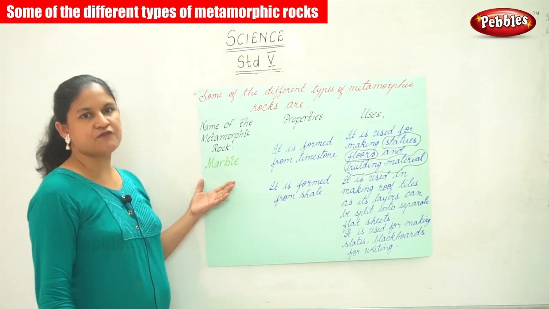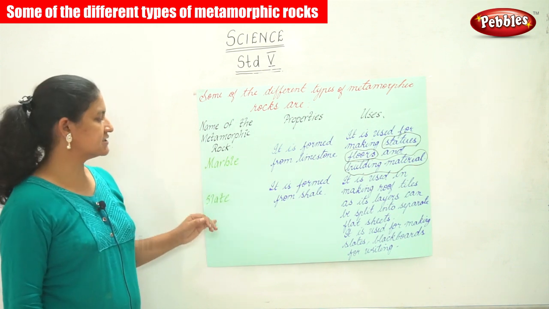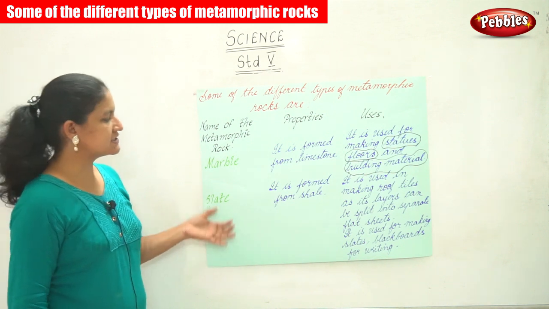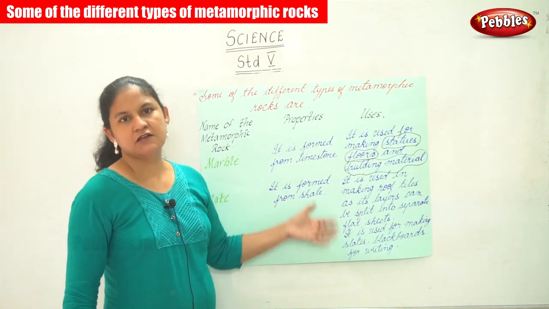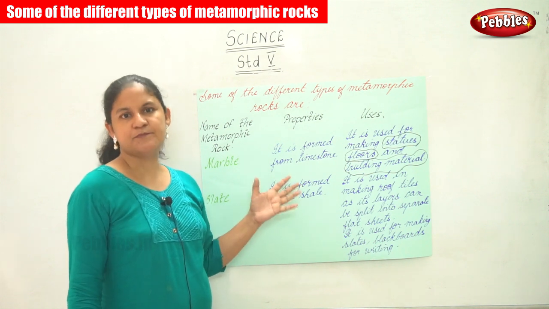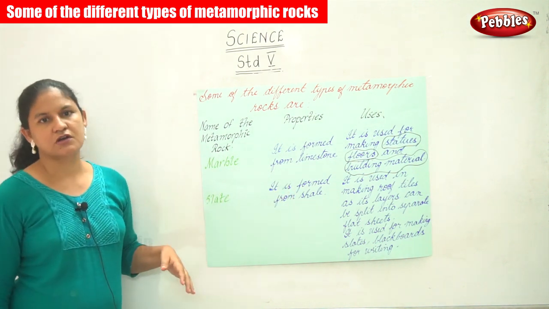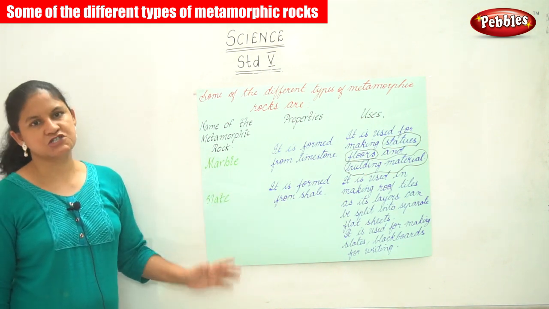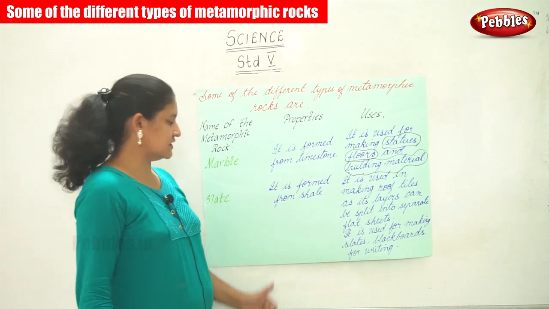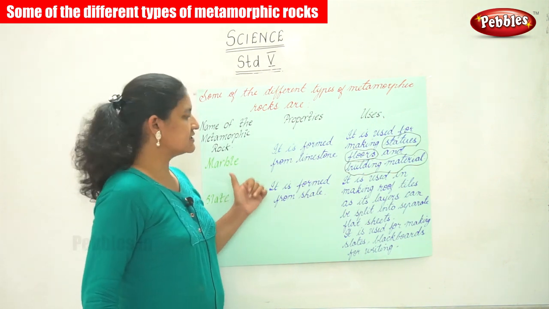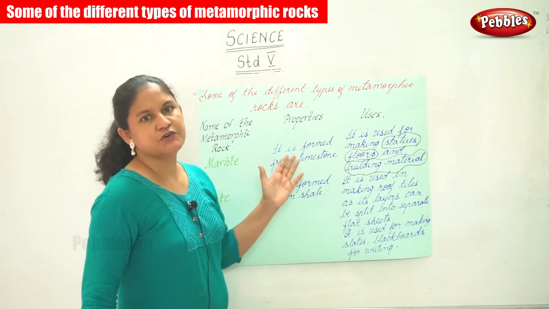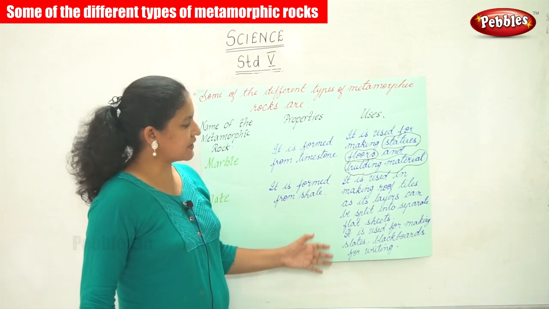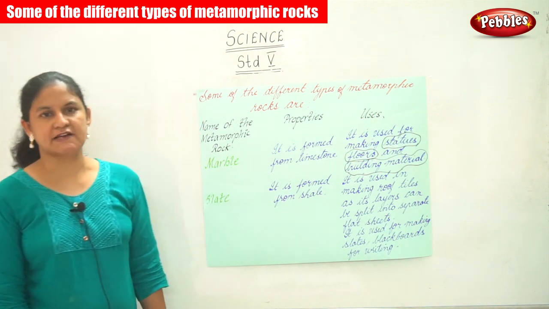The next type of metamorphic rock is slate, and the property of slate is that it is formed from shale. Shale is a type of sedimentary rock. So slate is formed from shale. What are the uses of slate? It is used in making roof tiles, as its layers can be split into separate flat sheets.